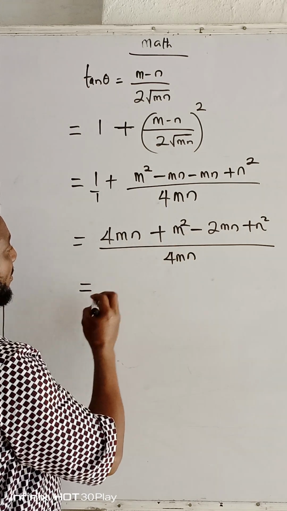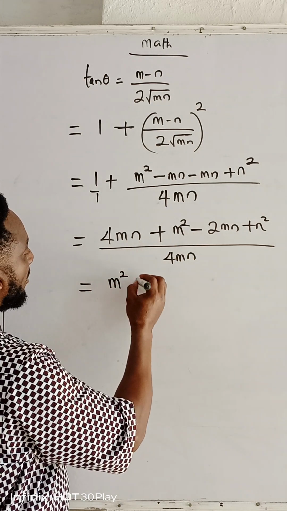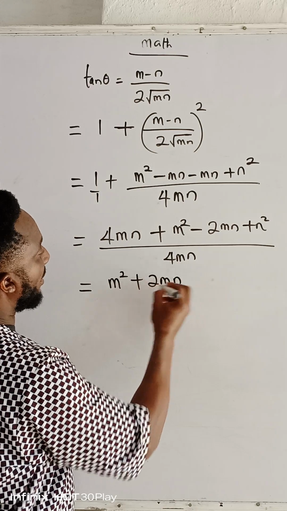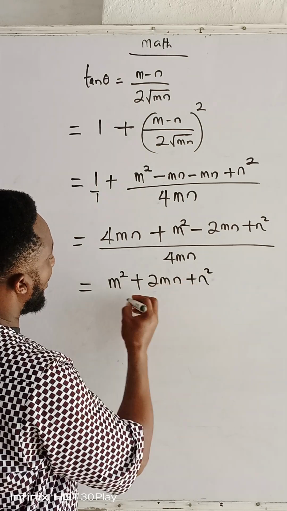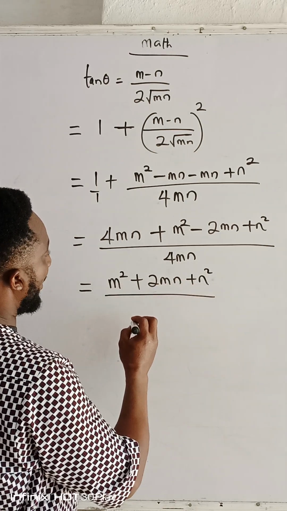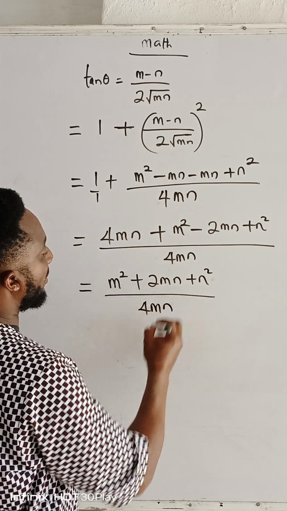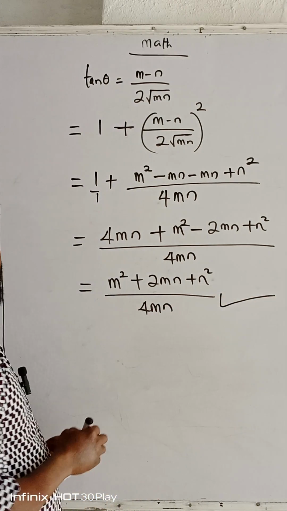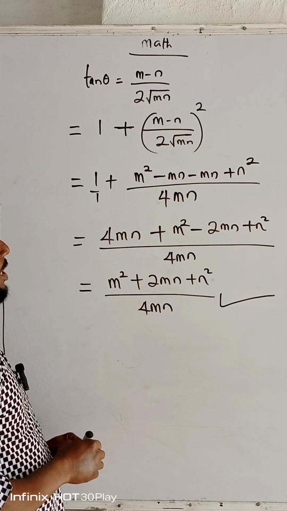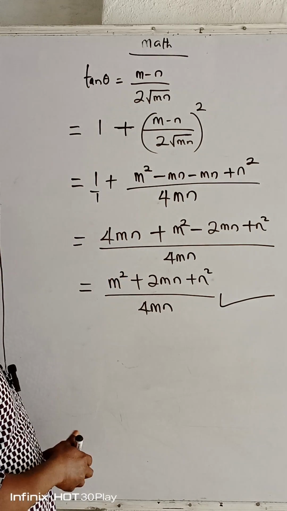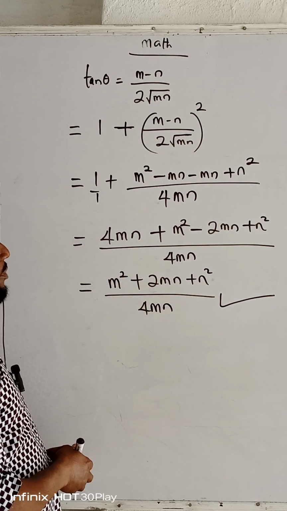So I can write the final answer to be m squared plus 2mn plus n squared divided by 4mn. So this is the final answer for the problem. As you can see, systematically, it's a very simple problem.